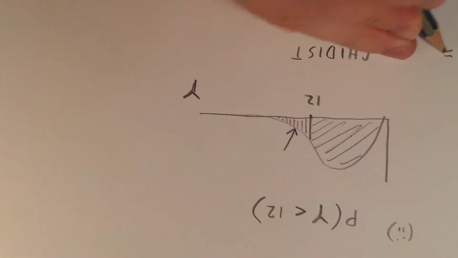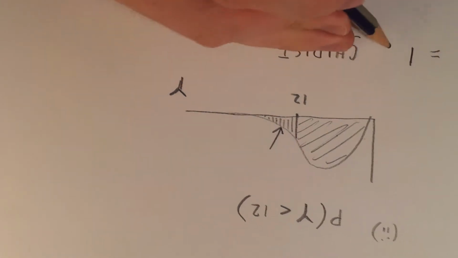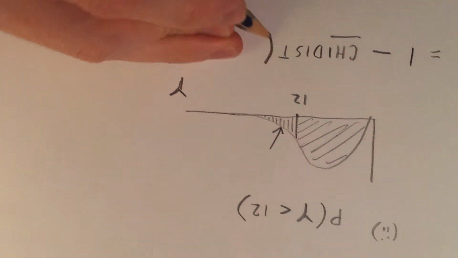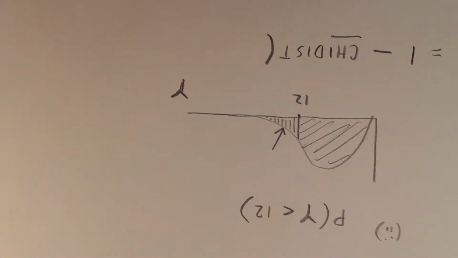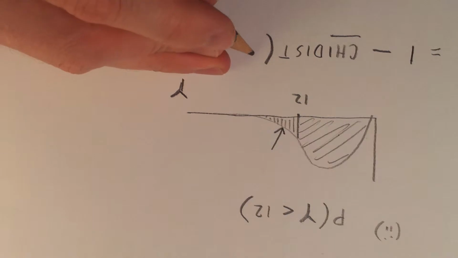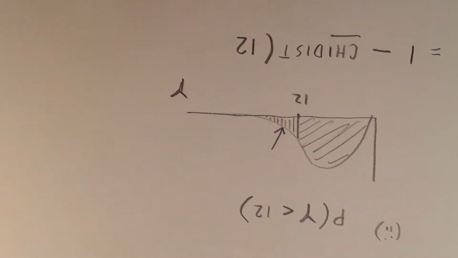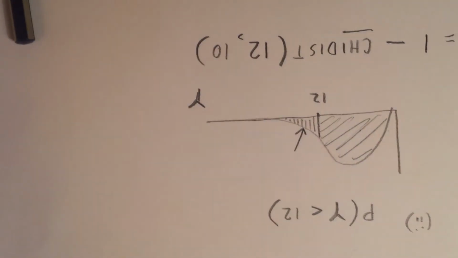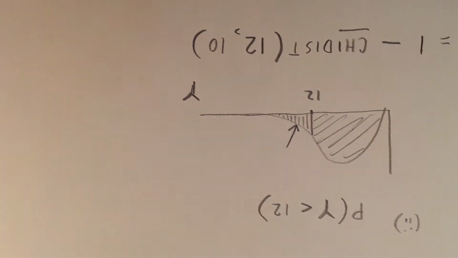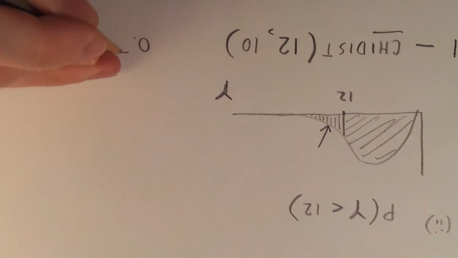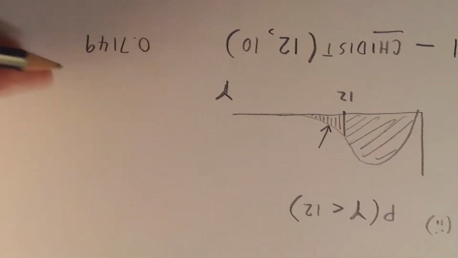So our answer is going to be equal to 1 minus CHIDIST, and if you were referring to that formula sheet, to use that function, Excel wants to know the x value, so that's the specific value 12 in this case, and the degrees of freedom, which is 10. Plugging that into Excel, you should get an answer of about 0.7149.